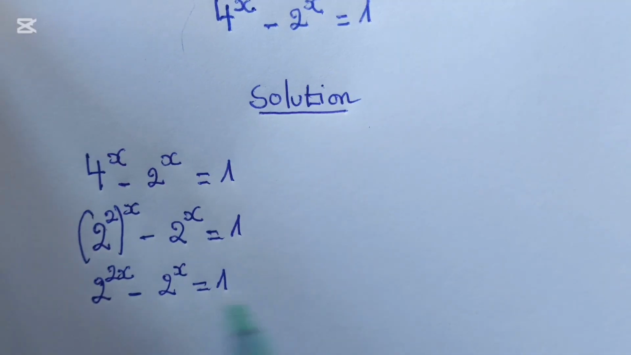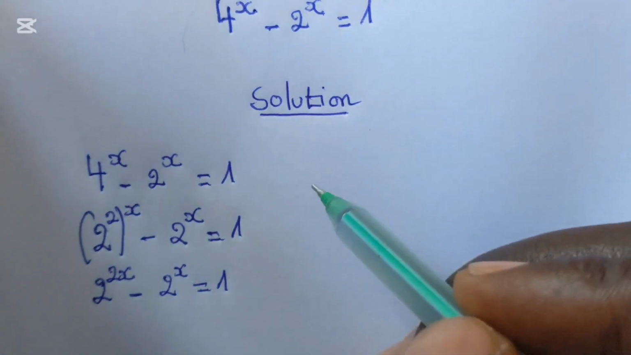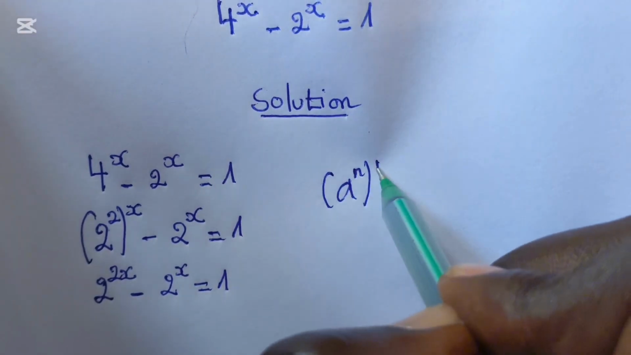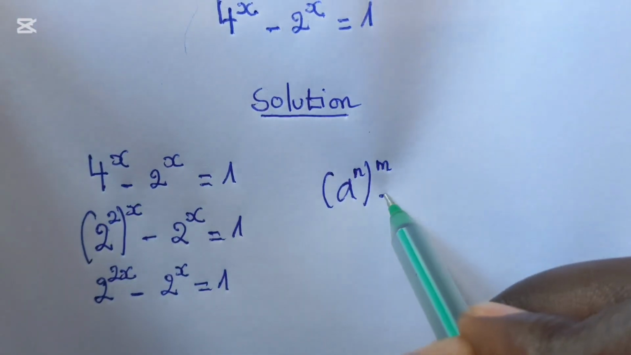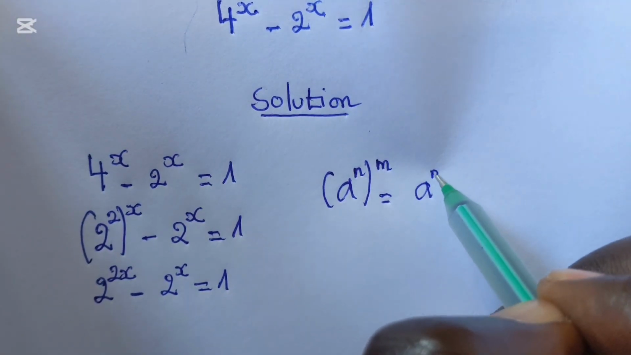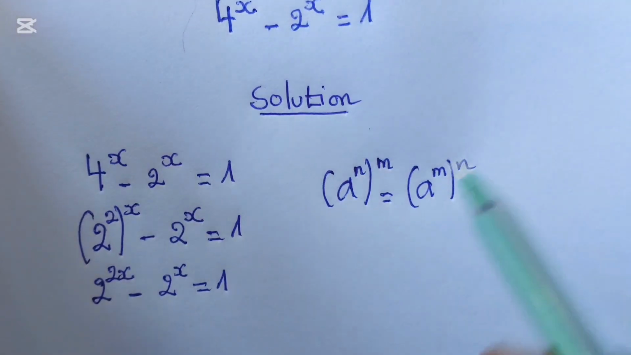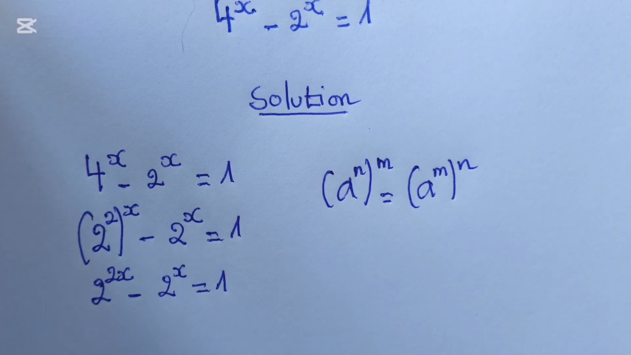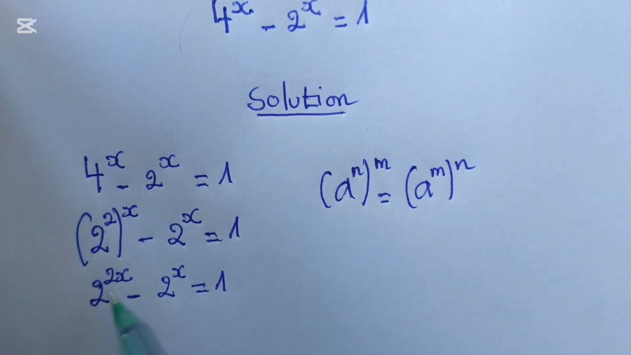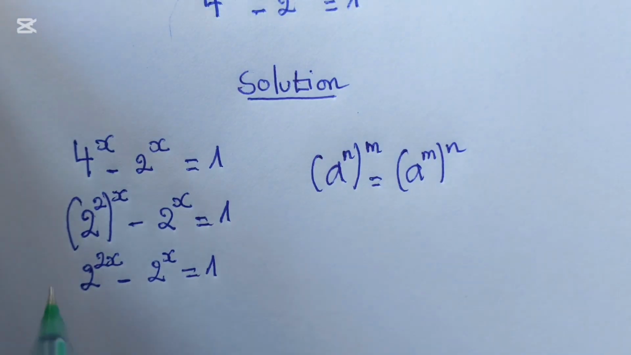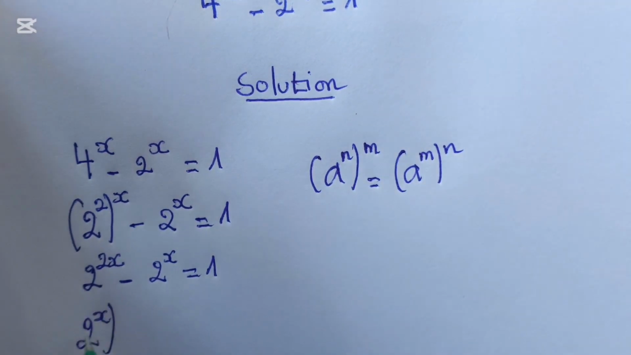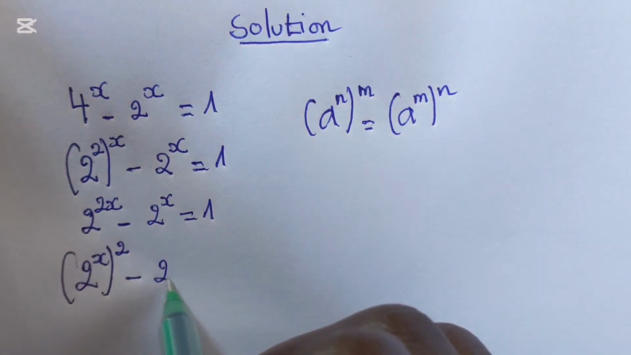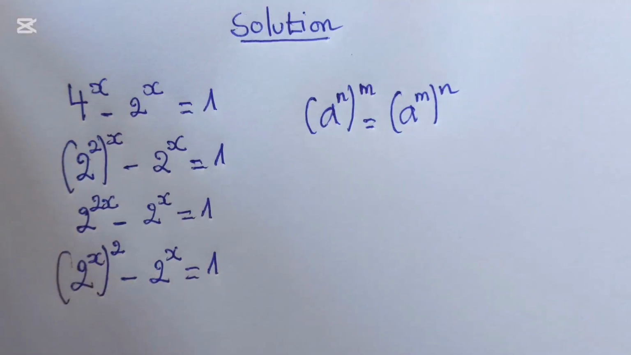To mean that here we have the same power. And according to the law of indices, when we have a to the power of n times m, this is equal to a power m then power n, because it is multiplication, nothing will change. So this is what we are going to apply over here to get 2 power x then power 2, then minus 2 to the power of x to be equal to 1.